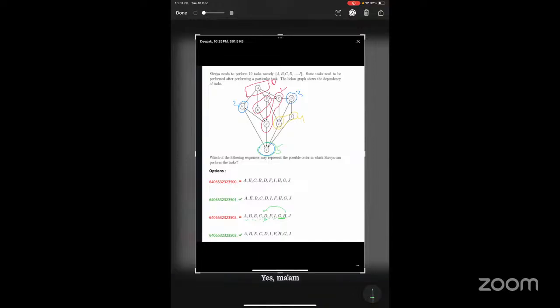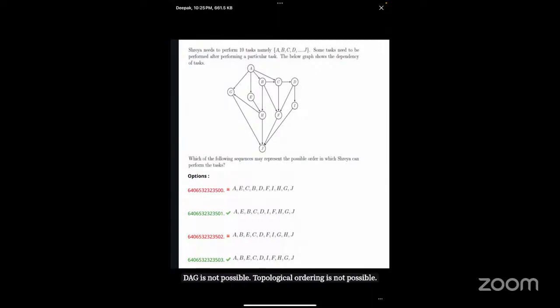So 2 questions of topological ordering of PYQs are wrong. The option is wrong. I thought the question is wrong. The question is right, but the option is wrong. A question that I sent at the starting of the class is also wrong. A DAG is not possible. That question is wrong because this was not a DAG. Madam, this was not a DAG, but in this the option is wrong.